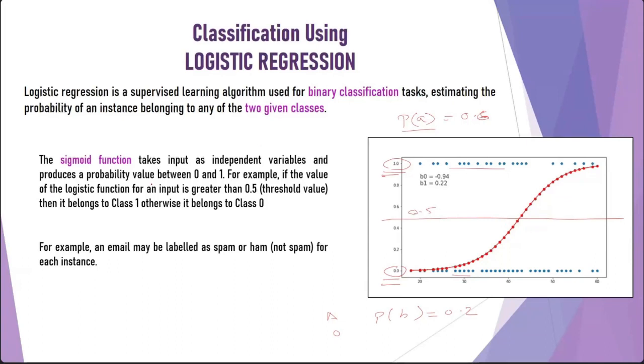This function is also known as the sigmoid function. The spam filtering that we do can be predicted using this sigmoid function, because we have only two classes, that is spam or not spam, 1 or 0. Is this clear?